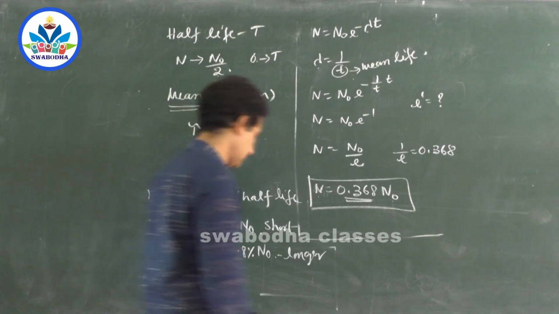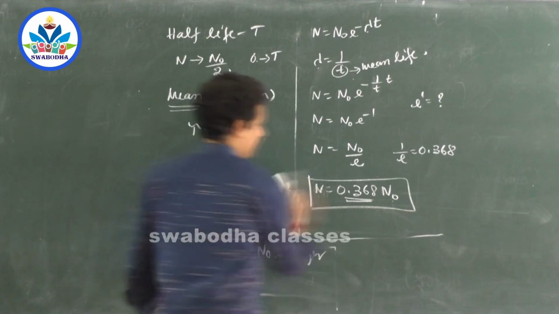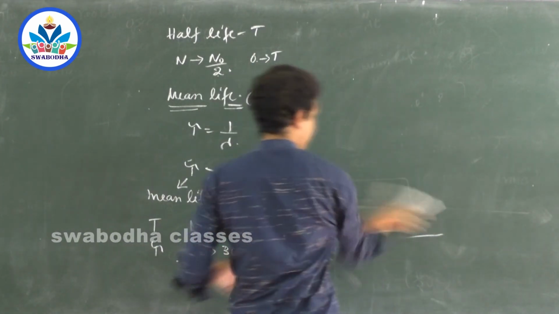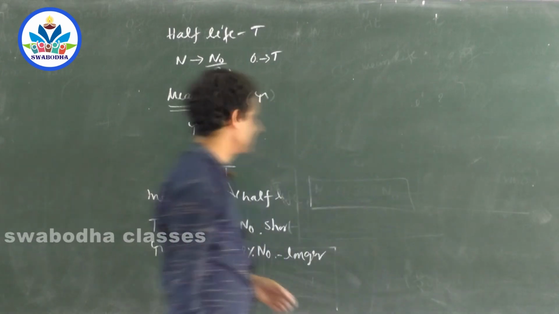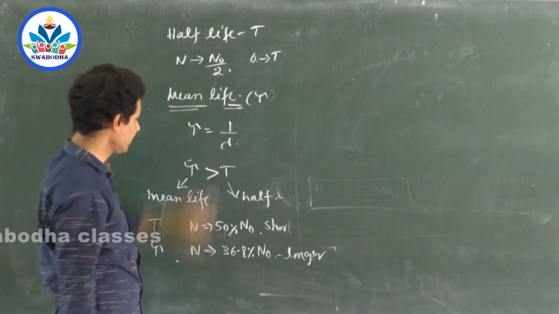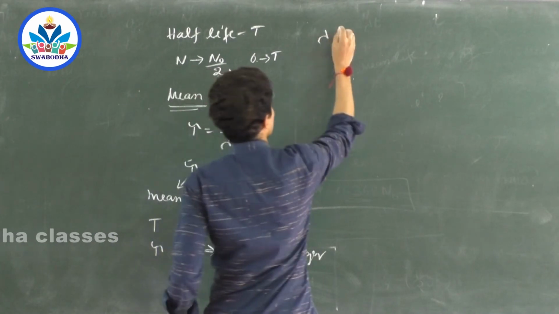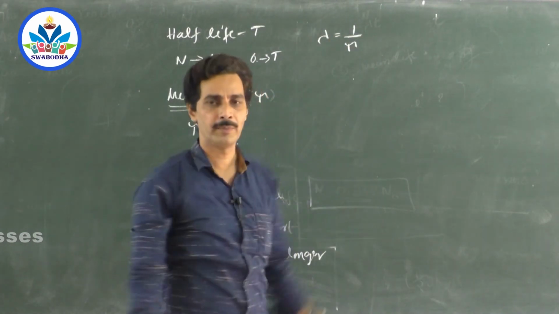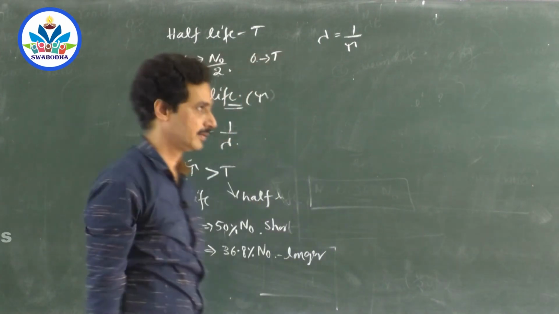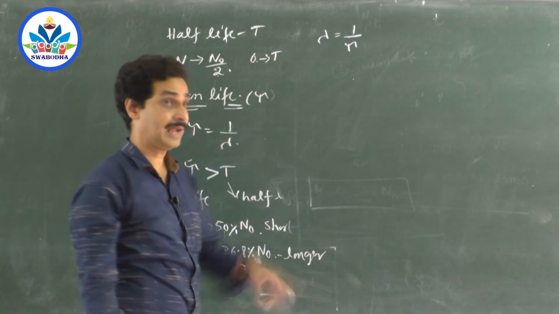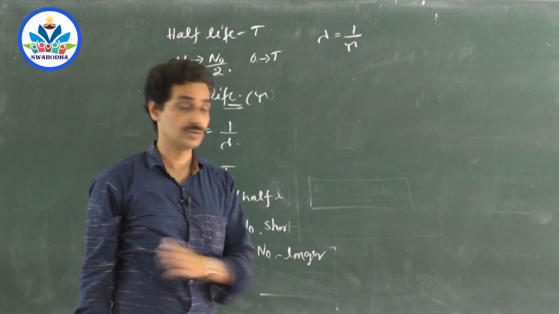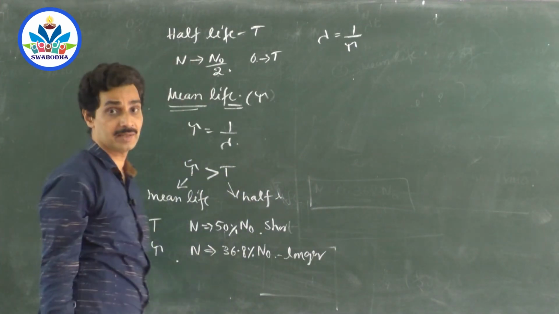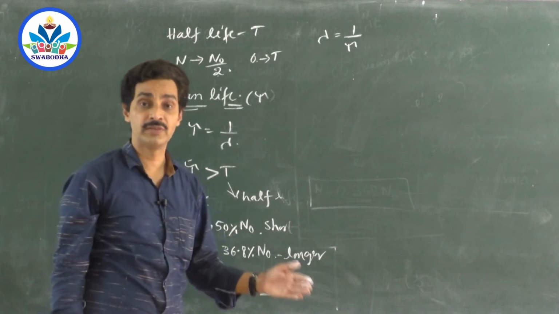Now, if you want to relate them. Remember, how do you define the decay constant? It is the reciprocal of the time in which the number of atoms in the sample will reduce from maximum to 36.8%. What is mean life? It is the time in which the number of atoms in the sample reduces to 36.8%. What is half-life? It is the time in which the number of atoms in the sample reduces to 50%.